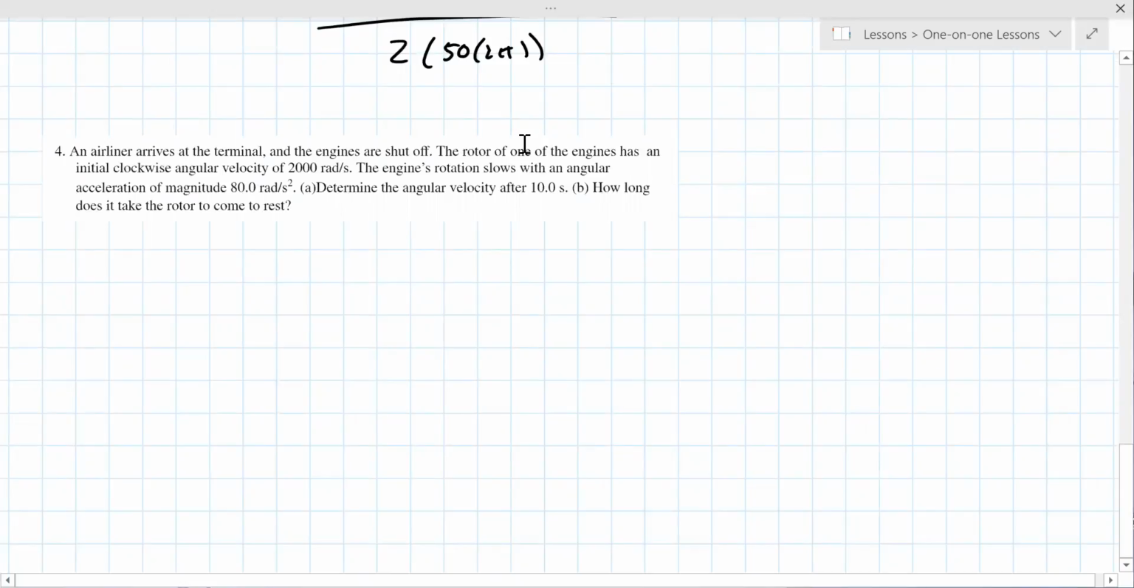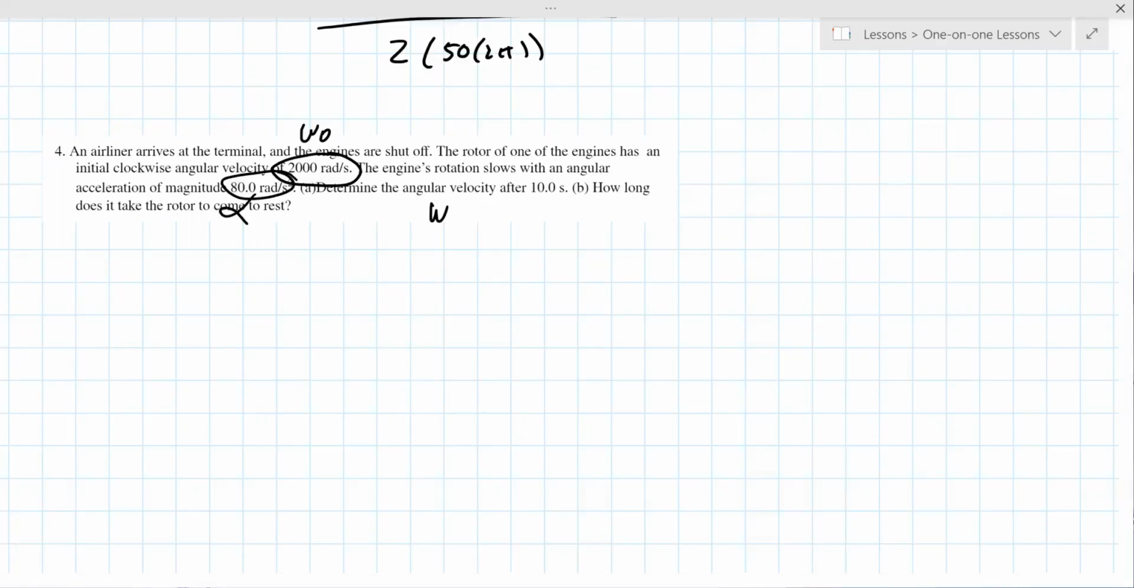Okay, determine the angular velocity after 10 seconds. So we're doing something with time. Angular velocity, that's omega. The rotor has an initial clockwise angular velocity, so omega 0 is that. And the angular acceleration, that's alpha, is the 80. So they want the angular velocity after 10 seconds. That means they're giving you time, so you want to use an equation that has time in it.